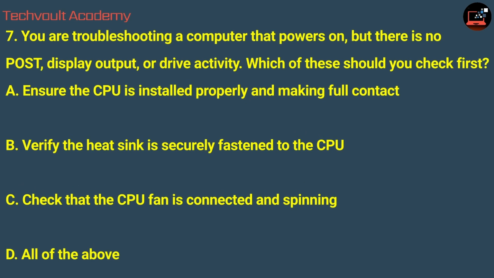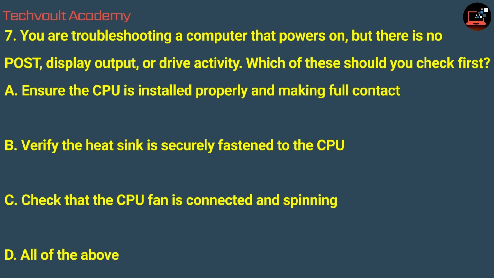7. You are troubleshooting a computer that powers on, but there is no POST, display output, or drive activity. Which of these should you check first? A. Ensure the CPU is installed properly and making full contact. B. Verify the heatsink is securely fastened to the CPU. C. Check that the CPU fan is connected and spinning. D. All of the above.